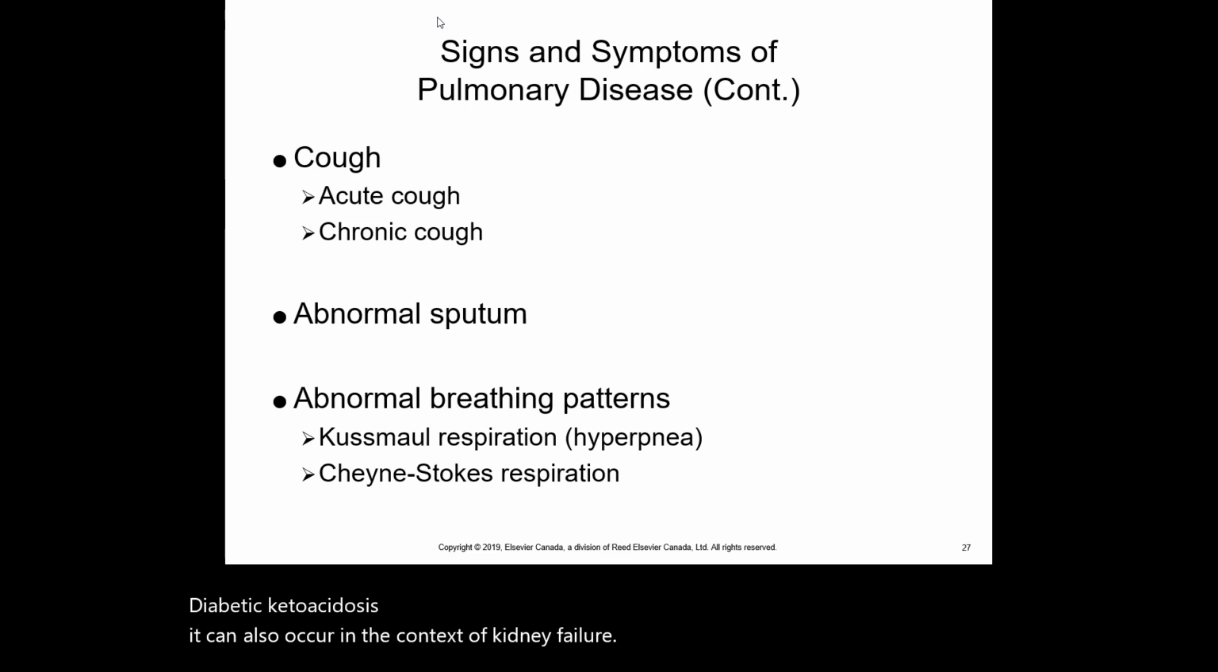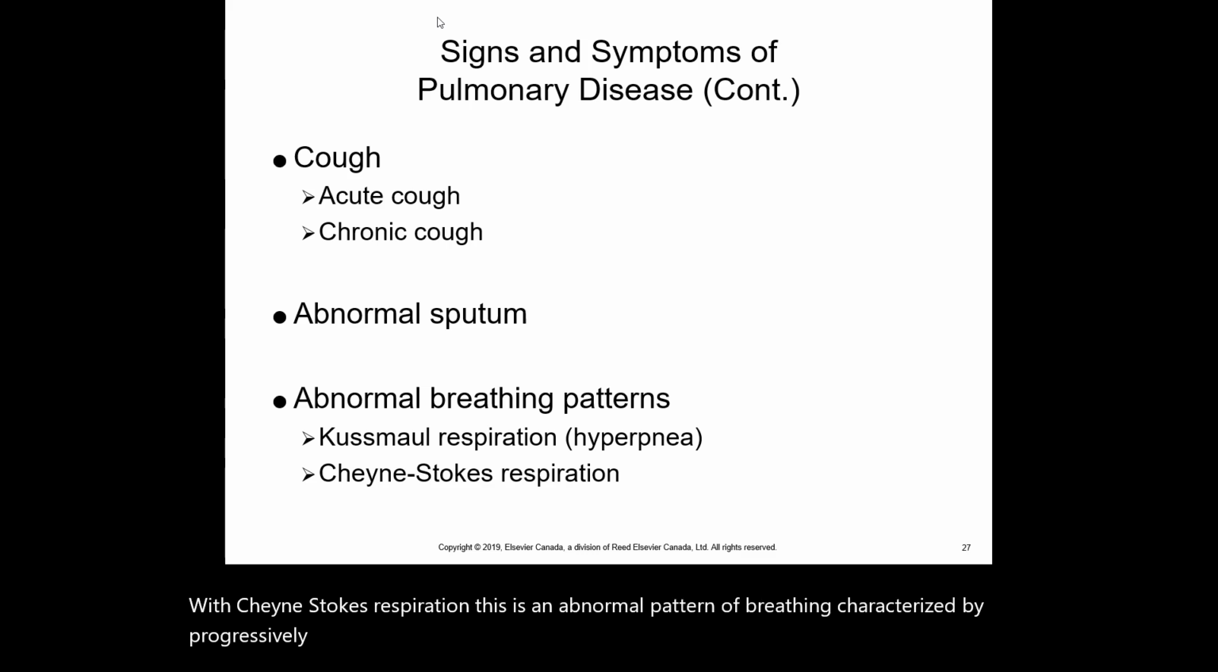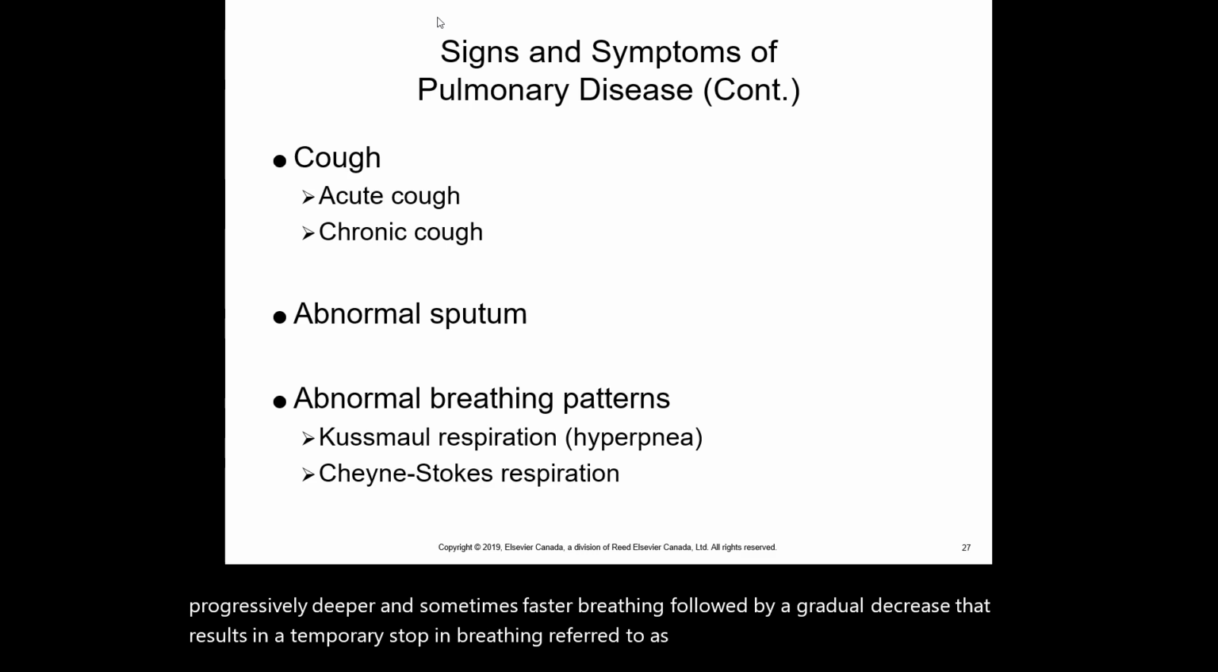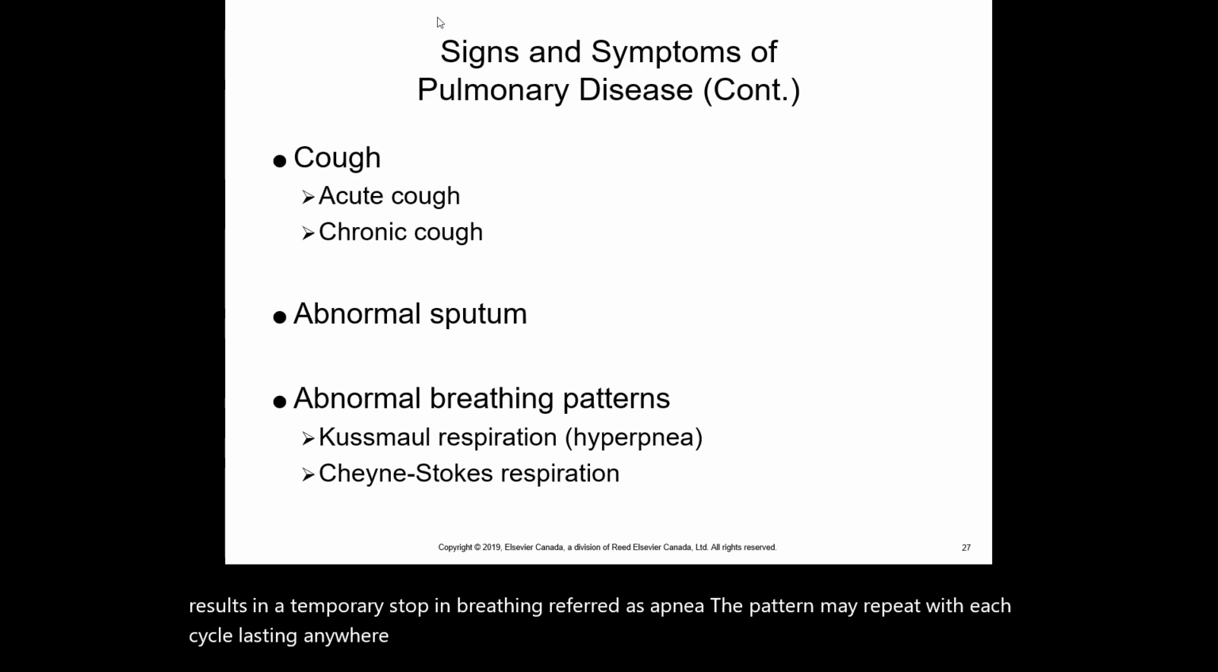Now with Cheyne-Stokes respiration, this is an abnormal pattern of breathing characterized by progressively deeper and sometimes faster breathing, followed by a gradual decrease that results in a temporary stop in breathing, referred to as apnea. The pattern may repeat with each cycle lasting anywhere between half a minute and 2 minutes in total.